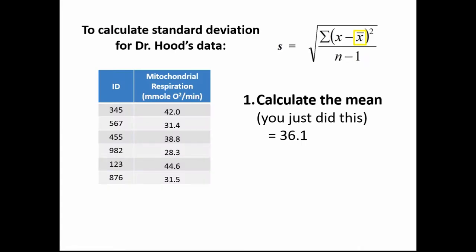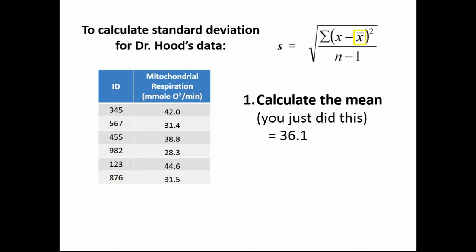So let's work through an example, okay? Now, we took one of Dr. Hood's data sets, one sample from a particular population. We took 6 mice, so our sample size, our N, is 6. We have generated a respiration rate for each of those mice, and we've already calculated a mean. You did that before. We looked at how to figure out the average of that data set. It's 36.1. Now we're going to put that average to the test.